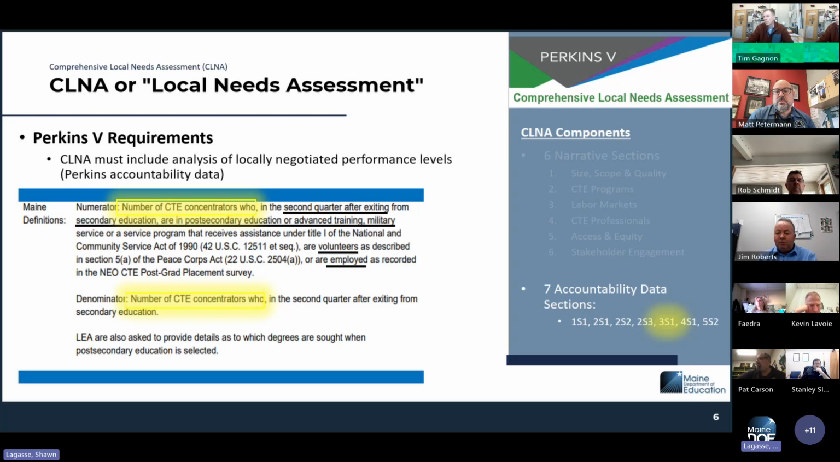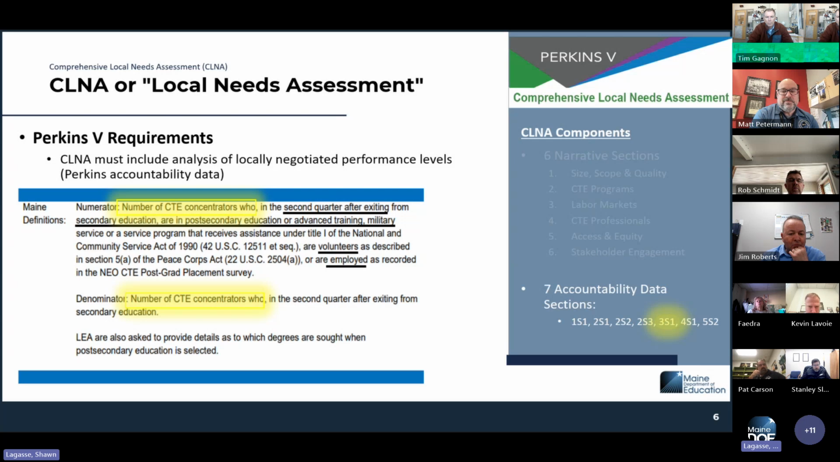Did they go into military service? Did they become a volunteer? Or are they employed? This is the overall set of activities that the feds want us to measure. So we're asking you to look for that data and to provide that. And then overall, the denominator is just your overall count of your CTE students who left secondary education.